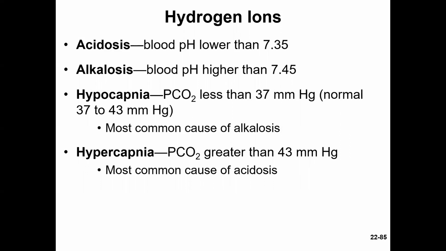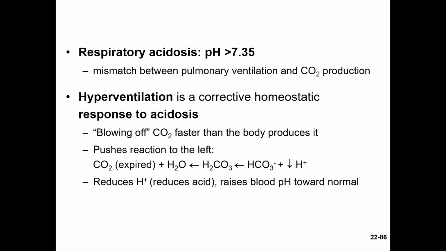So acidosis is when blood pH drops lower than 7.35. Alkalosis is higher than 7.45. Hypocapnia is when the pressure of CO2 is less than 37. It's the most common cause of alkalosis. Hypercapnia is when the pressure of CO2 is greater than 43, and it's the most common cause of acidosis.